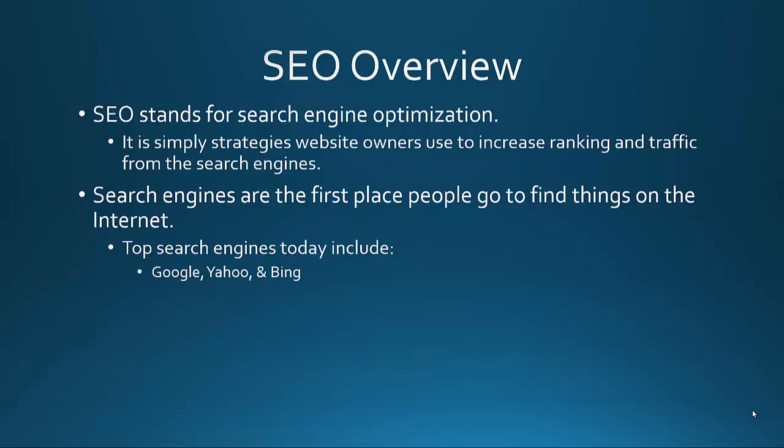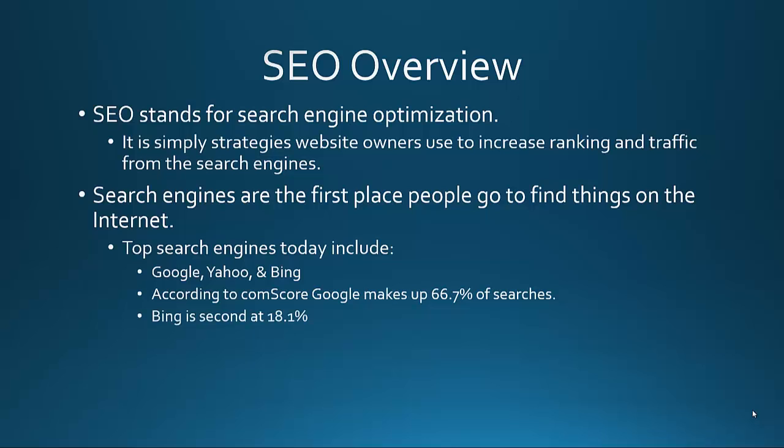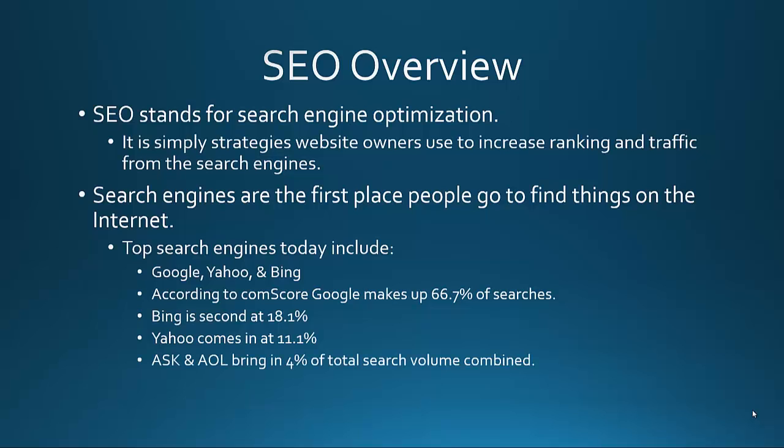So the top search engines today: Google, Yahoo, and Bing. According to a ComScore report, Google makes up 66.7% of searches. That means just about two-thirds of all searches are run through the Google search engine. So that's a very big thing. Bing comes in second at 18.1%, and then Yahoo comes in at 11.1%. And then the Ask search engine and AOL search engine bring in 4% combined as well.